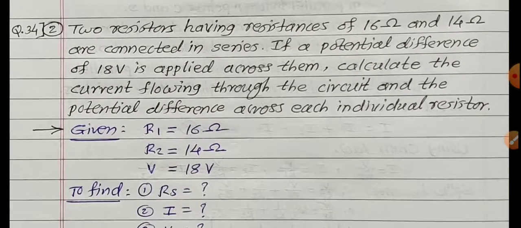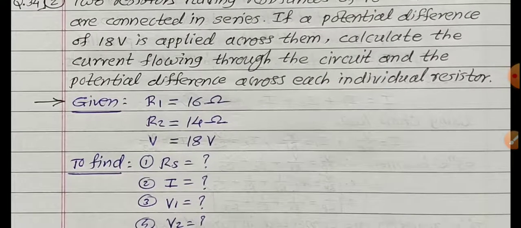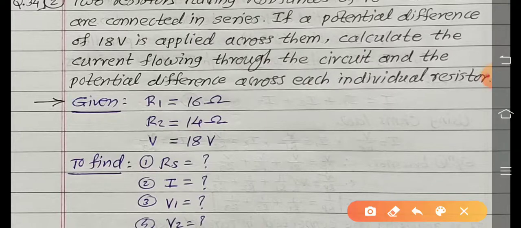2 resistors having resistances of 16 and 14 ohm are connected in series. If a potential difference, that is voltage, of 18 volt is applied across them, calculate the current flowing through the circuit, and second, the potential difference across each individual resistor. That means what is the voltage across R1 and what is the voltage across R2.